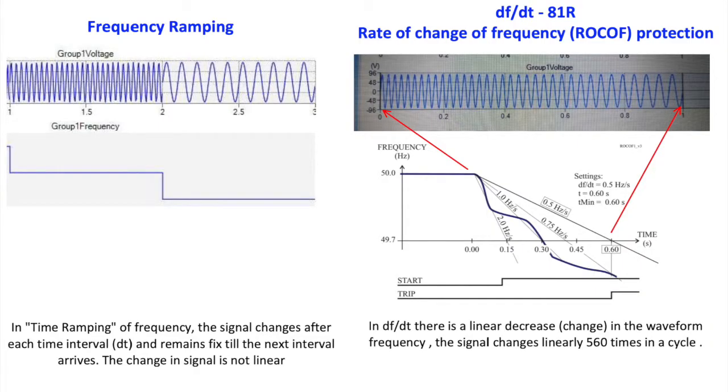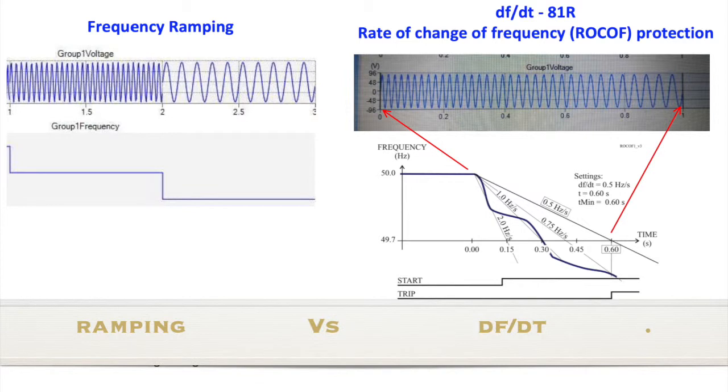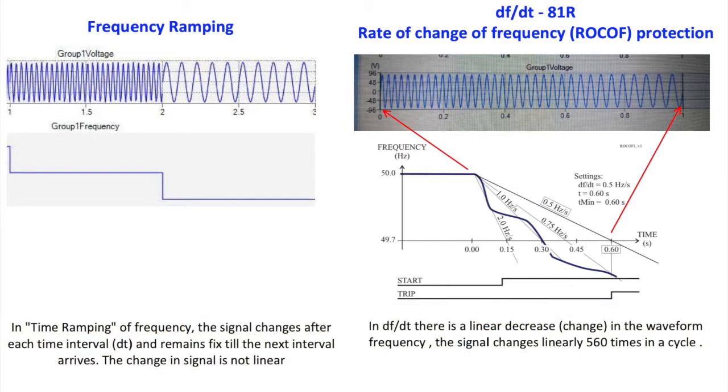Have you ever figured out the difference between the ramping and df by dt of a signal? Let's try to understand by looking at the waveforms in both the conditions. On the left side of the screen, we have shown the frequency ramping of voltage signal, while on the right side of the screen we have shown df by dt signal waveform.